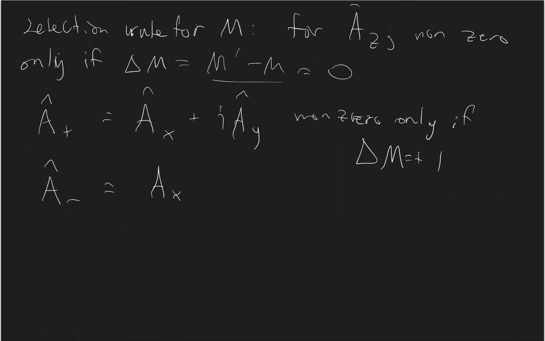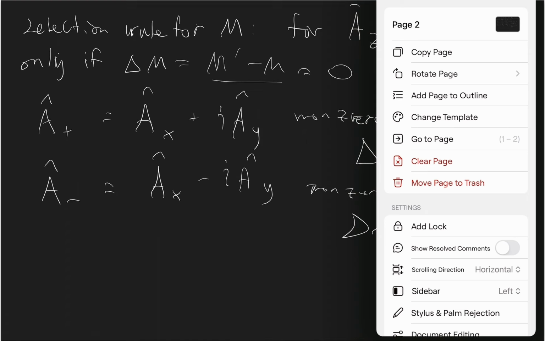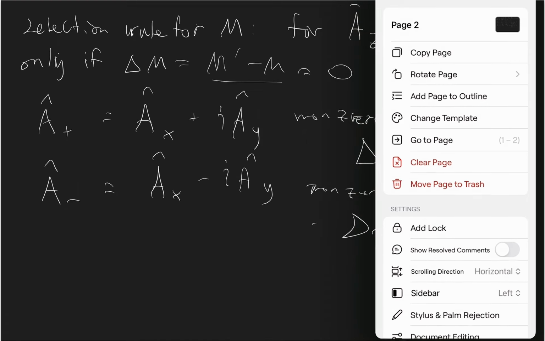And for the lowering operator, we just have the minus. It's non-zero only if delta M is equal to -1. So that's how we select the matrix elements of the vectors in general from an algebraic perspective. We should practice this with some examples, but I think that's pretty important to put in this video.